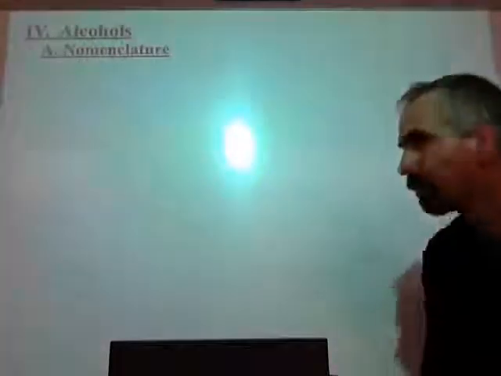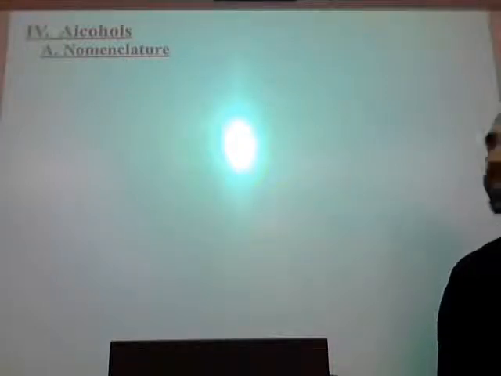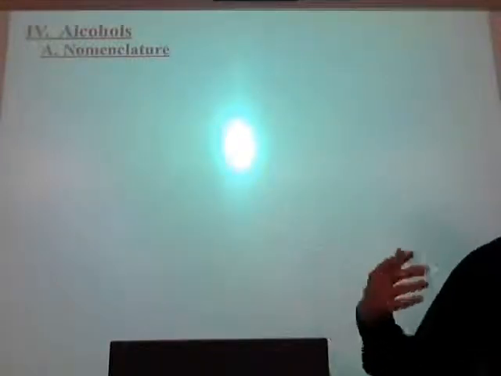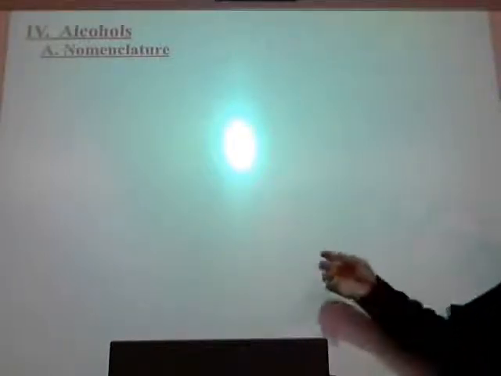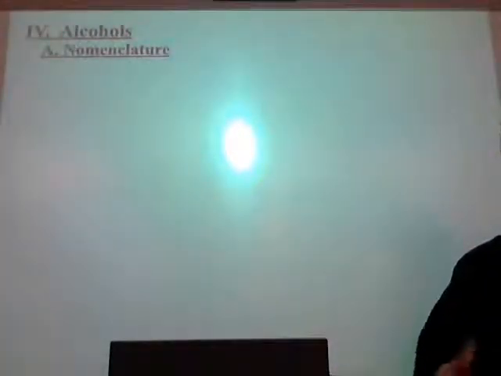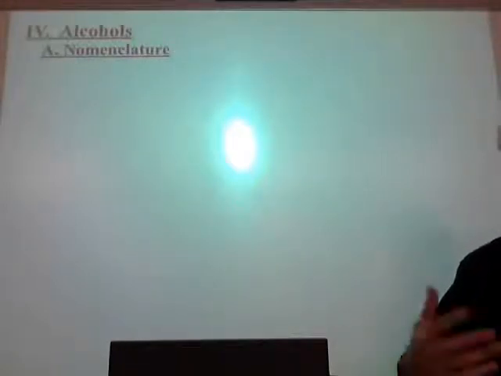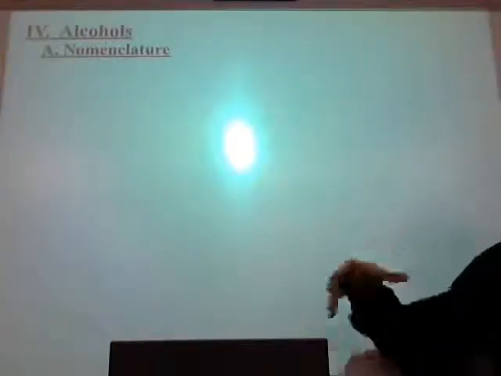So nomenclature. Here we go. Again, nomenclature just means naming system. And I'm going to go through the system, and it's basically very similar. Now, the naming system for alcohols we're pretty much familiar with from naming alkenes and from naming alkyl halides. We've already learned the system, the basic rules, the prefixes, the suffixes.